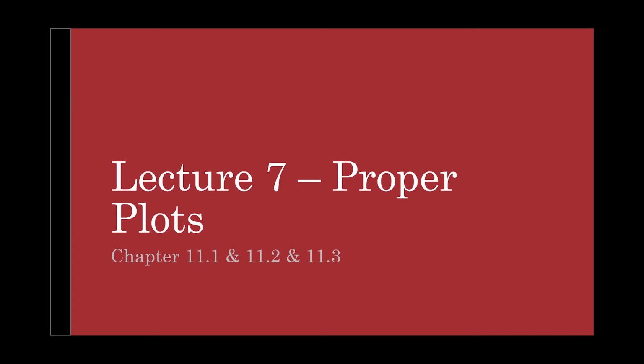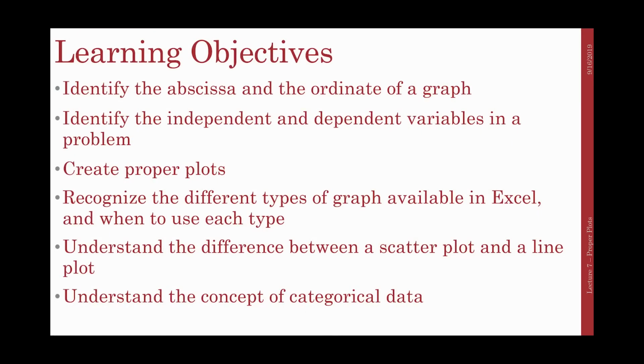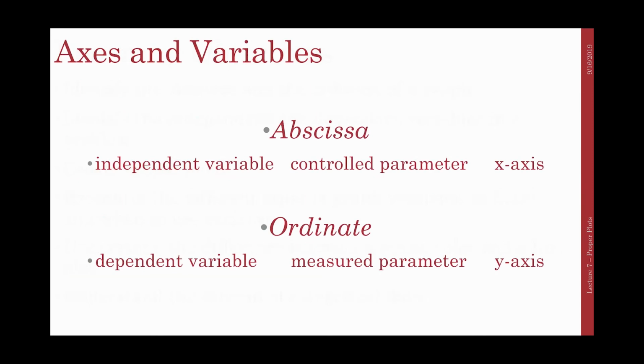In this lecture, we're going to go over the rules for making proper plots. We're going to identify the abscissa and ordinate of a graph. We're going to identify the independent and dependent variables in a problem. We're going to create proper plots. We're going to recognize the different types of graphs available in Excel and when to use each type. We're going to understand the difference between a scatter plot and a line plot, and we want to look at the concept of categorical data.